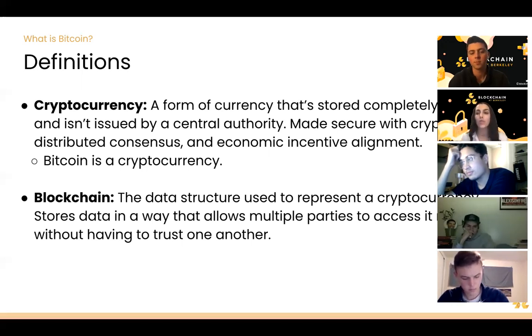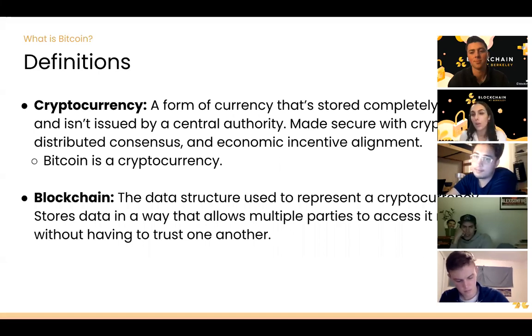So there's no central bank, there's no Fed that's issuing monetary policy, right? It's a standalone thing. And so if there's no bank that's regulating it, then how do we ensure the integrity of a cryptocurrency? I'm sure that's what you're thinking. And so cryptocurrencies are secured using, and these words are big, and do not worry if you don't know what they mean, because that's the whole point of this class, cryptography, distributed consensus, and economic incentive alignment. And so we'll get into these later on in this lecture and throughout this entire class.